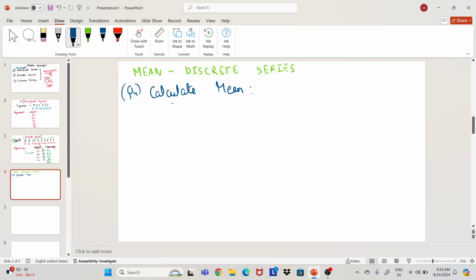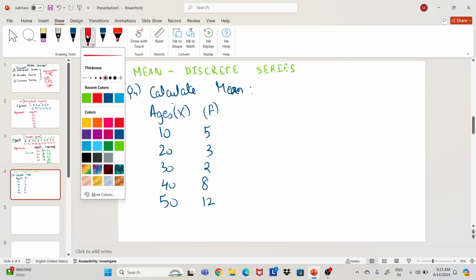So yes, let me write it down again. Calculate mean. So we have such as ages of the students like 10, 20, 30, 40 and 50, and this is the frequency, which is 5, 3, 2, 8 and 12. So yes, this is the frequency. So you need to calculate mean for this question.